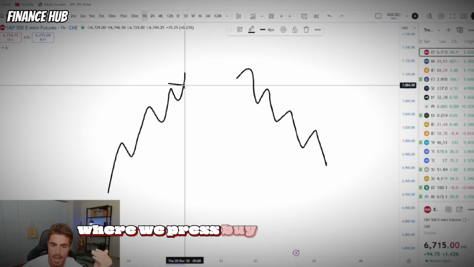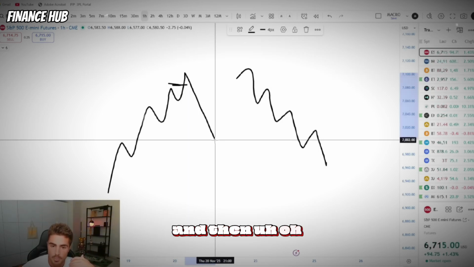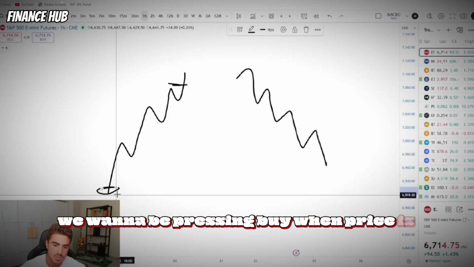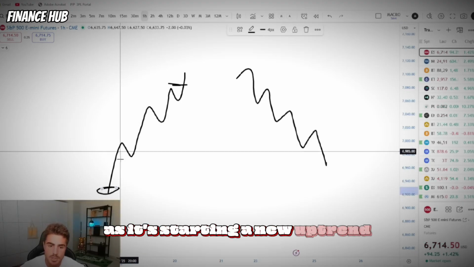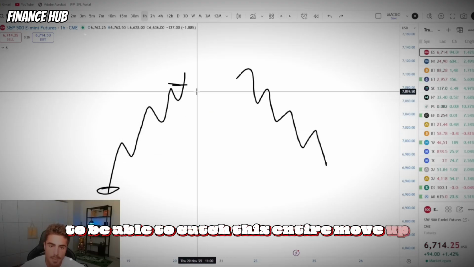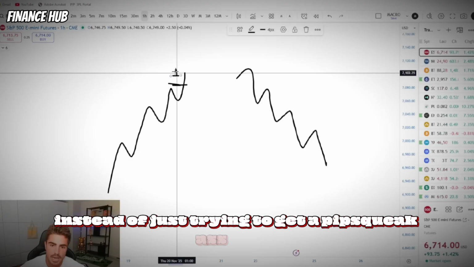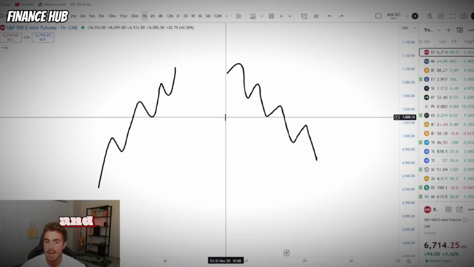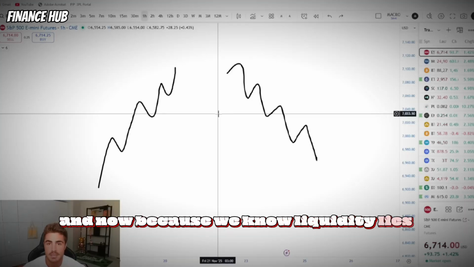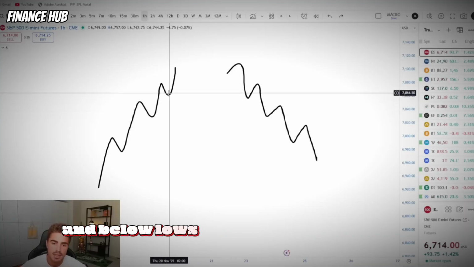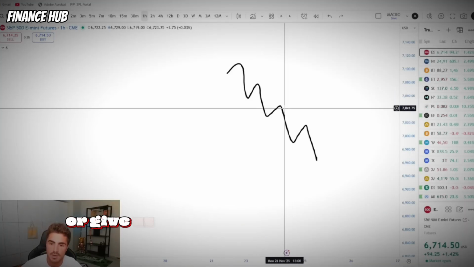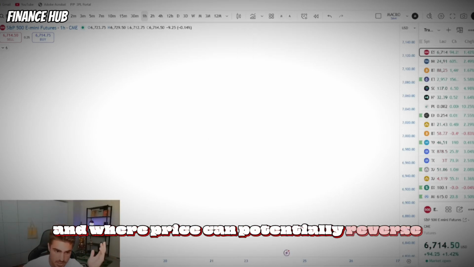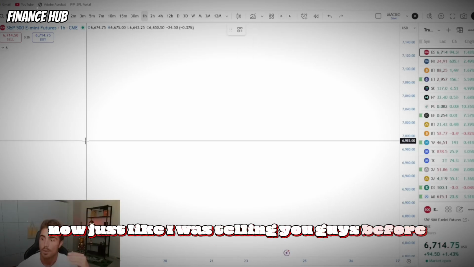where we press buy above this high and then price just reverses, right? That's not what we want to do. We want to be pressing buy when price is really low as it's starting a new uptrend to be able to catch this entire move up instead of just trying to get a pipsqueak move that's this big, right? So that's what liquidity lets us do. And now, because we know liquidity lies above highs and below lows, that can give us an idea of where orders are lying and where price can potentially reverse. Now, just like I was telling you guys before, what do we know about uptrends?